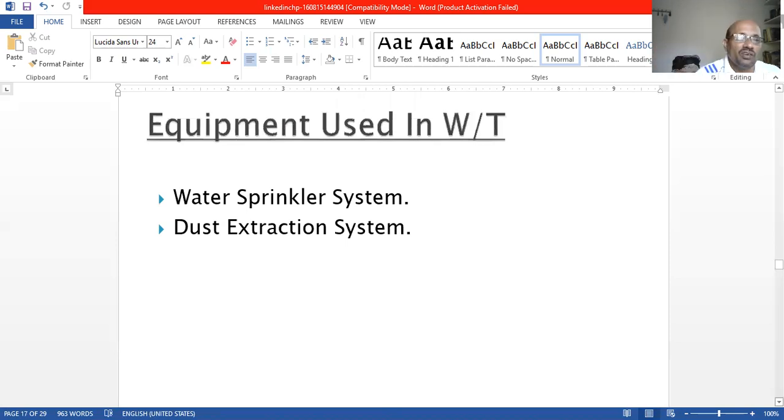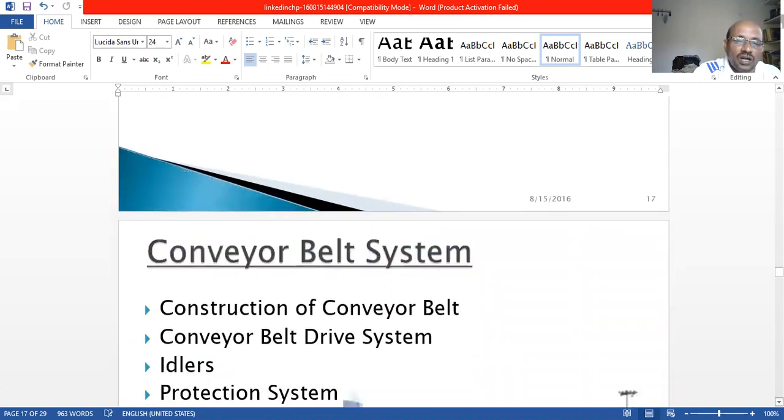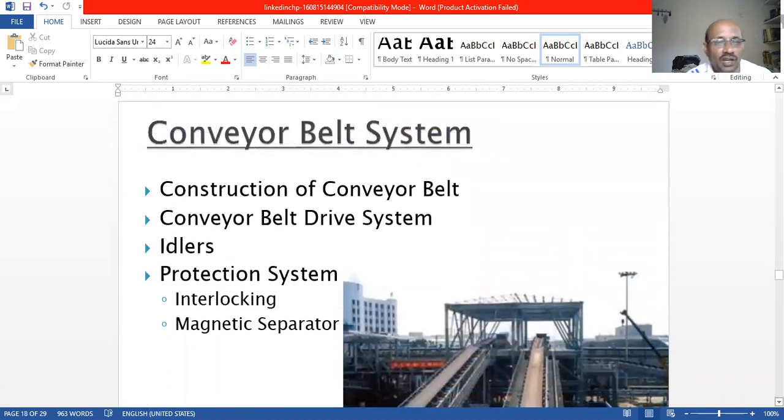We are going to see water sprinkler systems and dust extraction systems. If the dust is not extracted, everybody will fall into troubles. So a conveyor belt system will be there. The conveyor belts run for kilometers together.